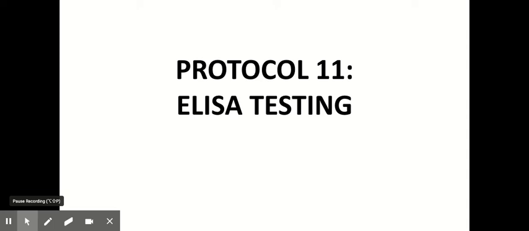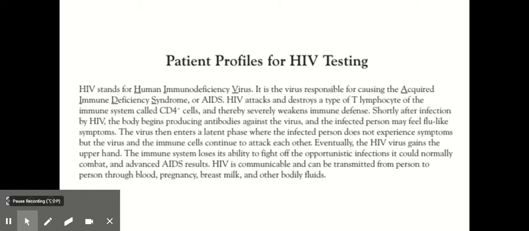Now let's go through Protocol 11 for ELISA testing. This protocol for ELISA testing comes from the Carolina Biological Supply Company. This is their ELISA simulation kit. So it's a simulated ELISA test. It's not a true test because we don't want to be working with actual infectious diseases. So it's a simulated kit, and they provide the protocol.